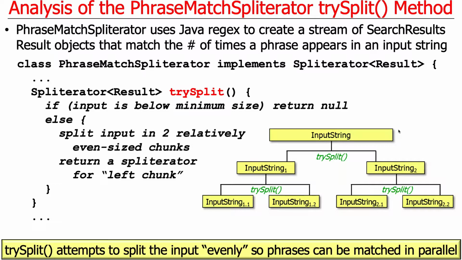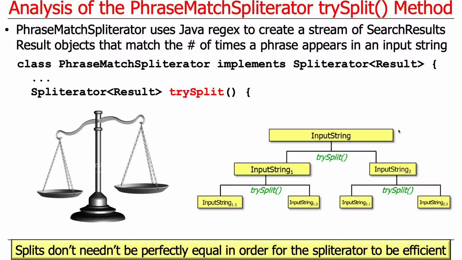Here's a high-level synopsis of what trySplit is going to do. It's going to try to split the input evenly so the phrases can be matched in parallel, but it's got to be careful to not split things in a way where the split crosses the phrase boundary. That would be bad. Keep in mind that you don't have to split entirely evenly in order to be efficient. We're only going to not split evenly if there is a straddling of the phrase, and then we do the split so that the phrase shows up entirely in one of the chunks.